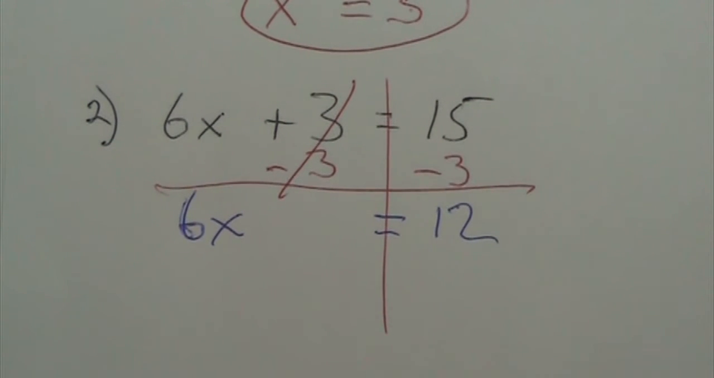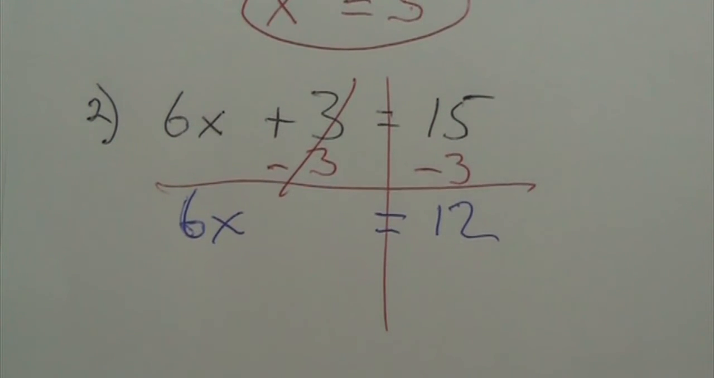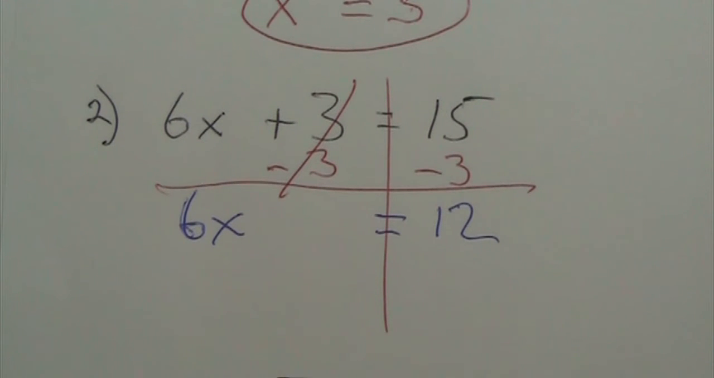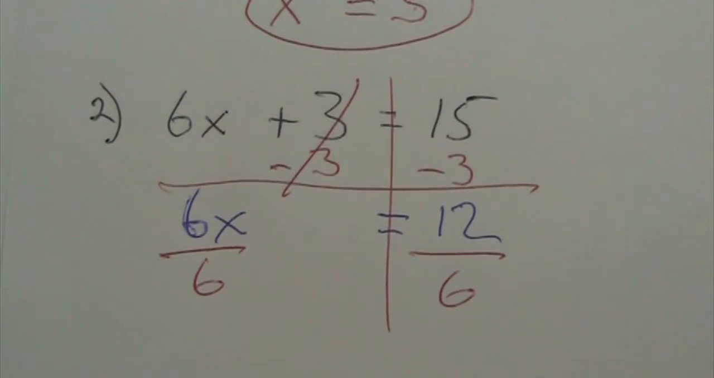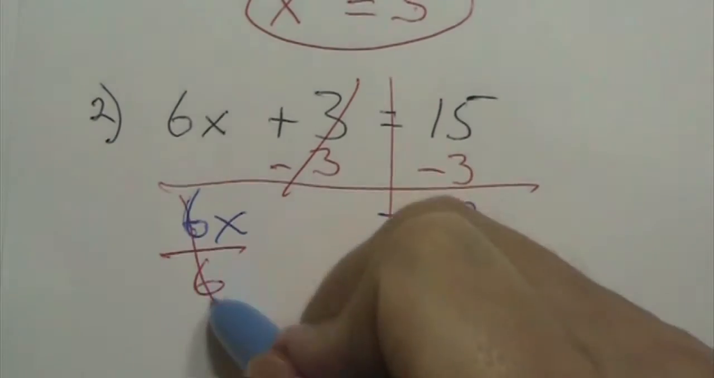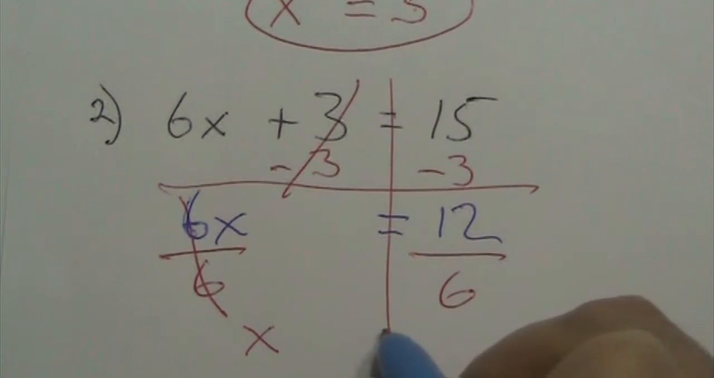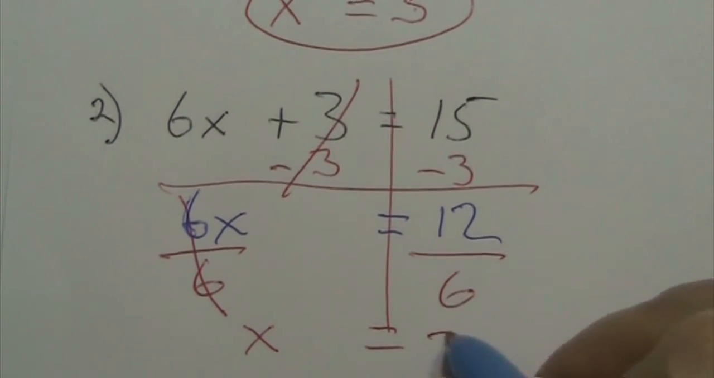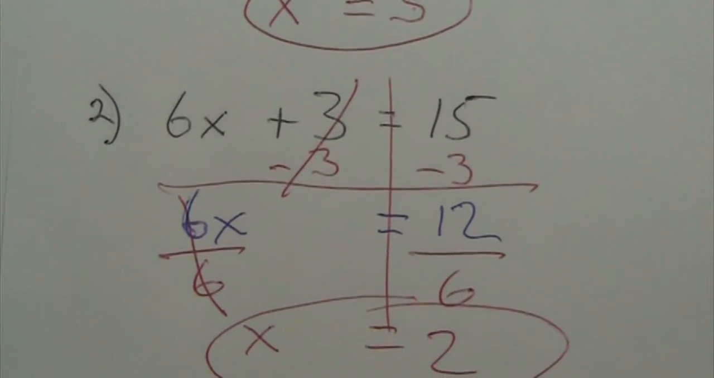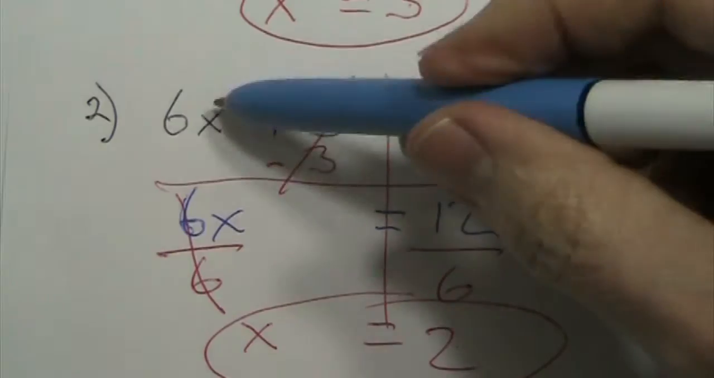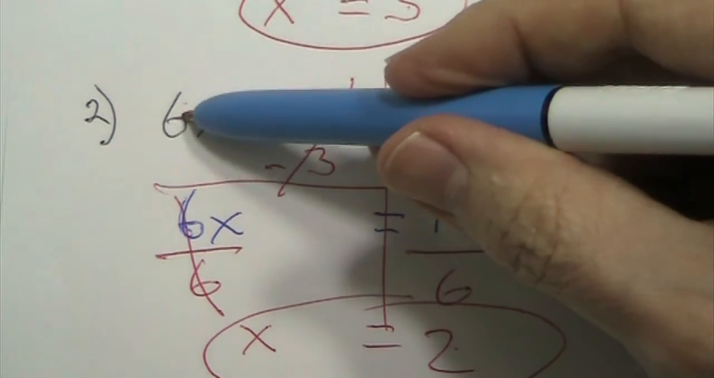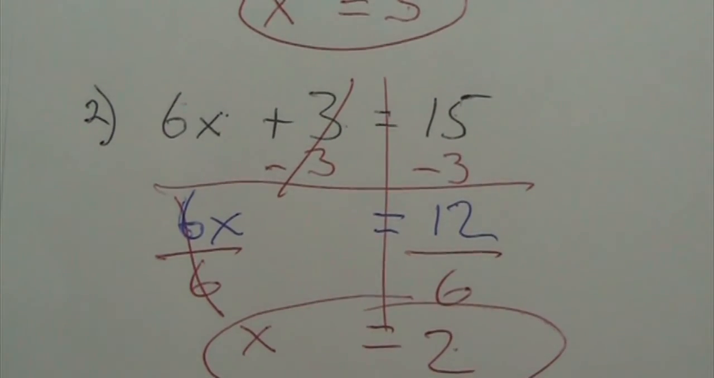You can see your answer right now, but if you cannot see the answer, your step would be to divide by 6. And that gives us 2. Take 2, plug it in, you get your answer. Let's see, 2 times 6 is 12. 12 plus 3 is 15. It works.